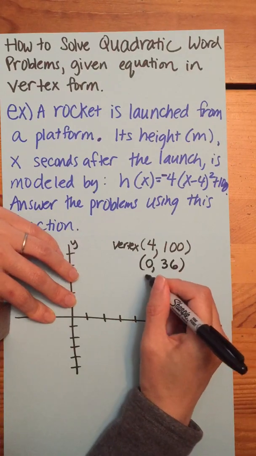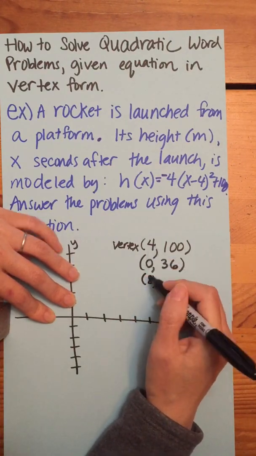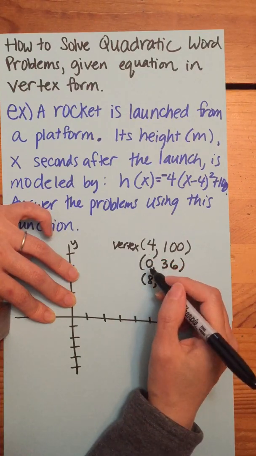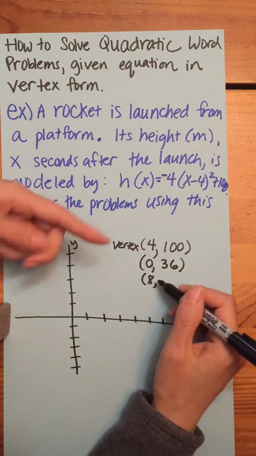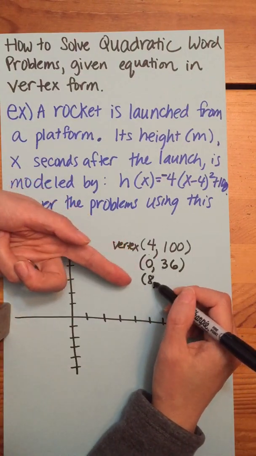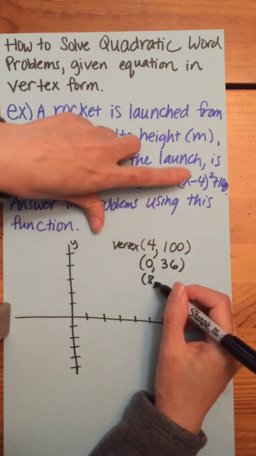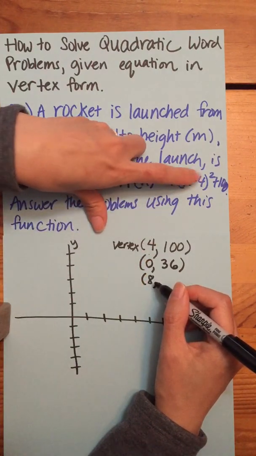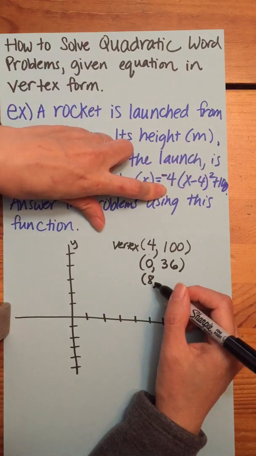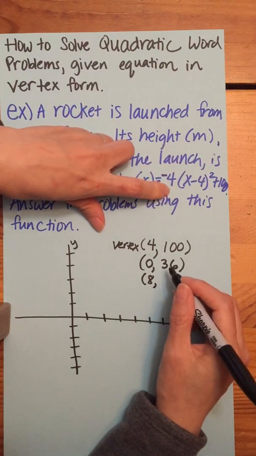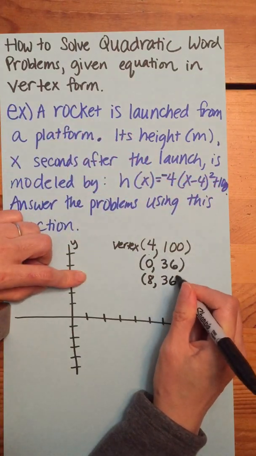If I want, I can also plug in 8 just to give another number. And I'm just picking these numbers. You could have picked 3, 2, 1. Those would have all been good. 5, 6, 7. Those would have all been good. But I just happened to choose 0, and I'm going to choose 8, okay? Because I'm going to show you what happens. So I'm going to plug in 8 for x. I'm going to solve for y. So 8 minus 4 is 4. 4 squared is 16. 16 times negative 4 is negative 64. Sounds very familiar. Negative 64 plus 100 is 36. Again, it's going to have an answer of 36.